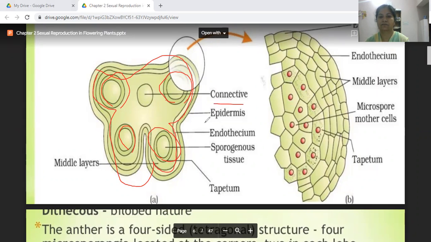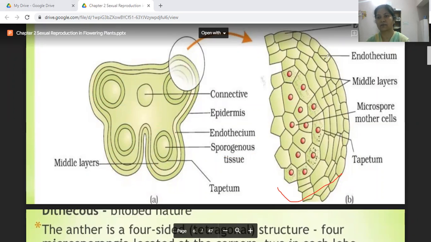And connective tissue is shown here, epidermis, endothecium. These are the parts of the microsporangium. Then in the next image you can see this is a young anther.